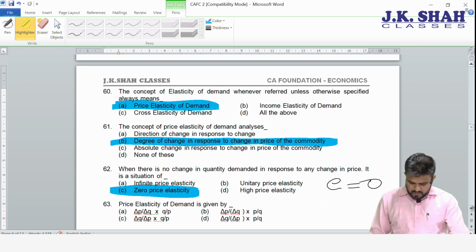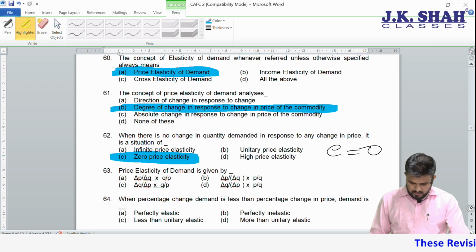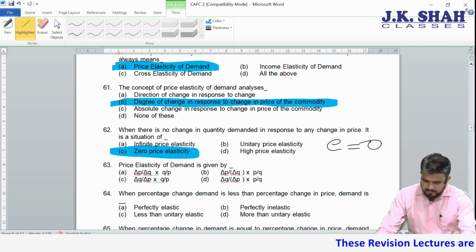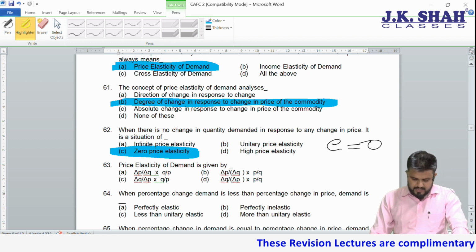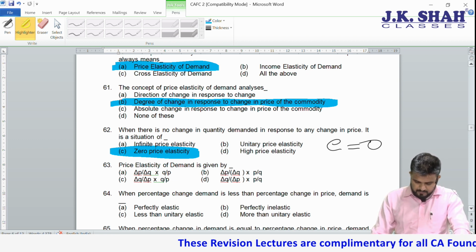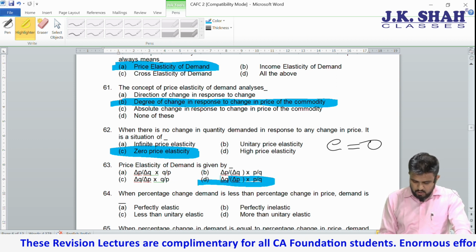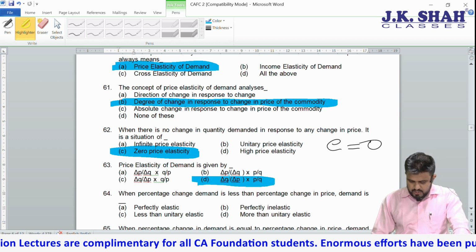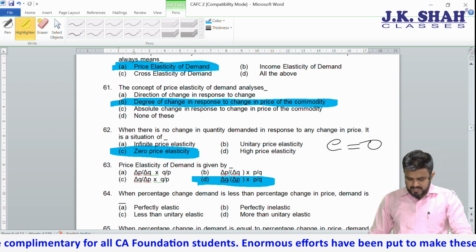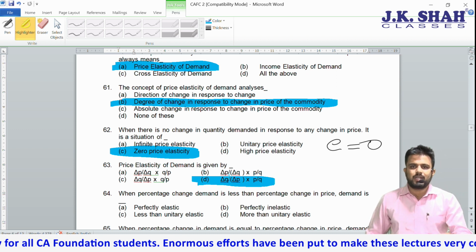Moving to the next. 63. Price elasticity of demand is defined as... So what's the formula? The most appropriate formula, if you see properly, is your option D: change in quantity upon change in price into price upon quantity.